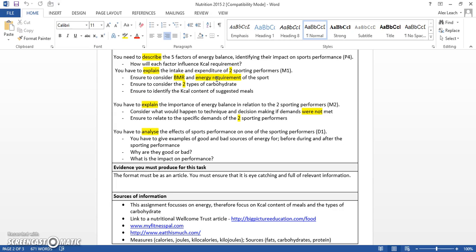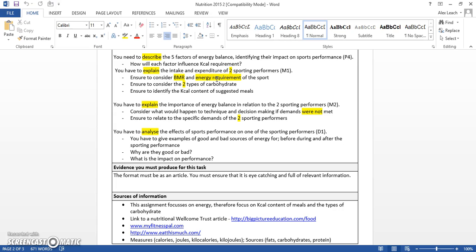Now you need to explain the importance of the meals you've planned and how they relate to sport. So why have you mixed up the different types of carbohydrates in that way? Why does your athlete need simple carbohydrates? So examples of this are, just before the sport, why is this snack maybe a pack of Haribo, a 10p pack of Haribo? Why is it not spaghetti bolognese?